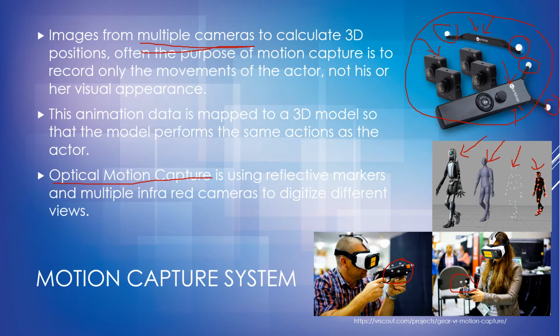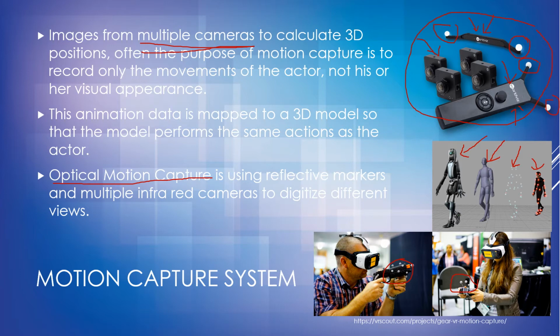Another problem is that this kind of motion capture system uses infrared. So they cannot be used under the sunshine. If sunshine comes into your room, definitely it will affect your accuracy.